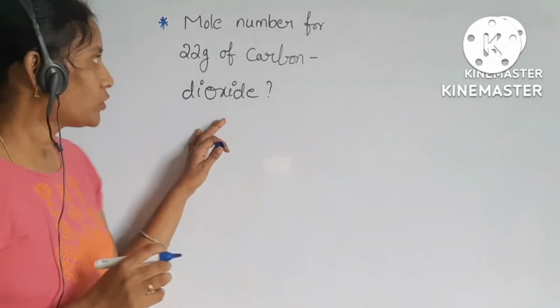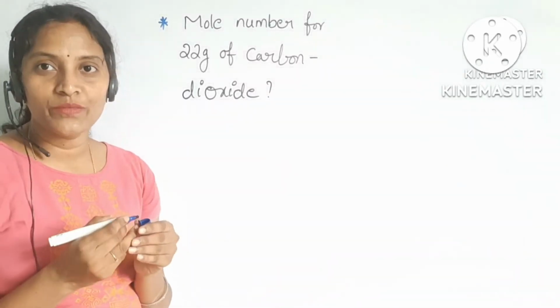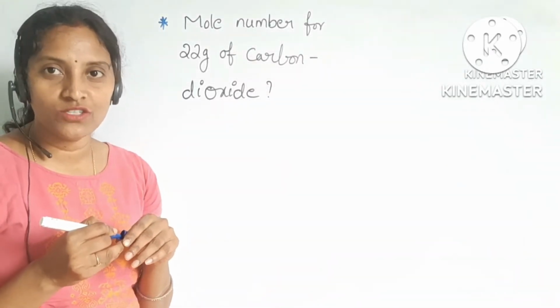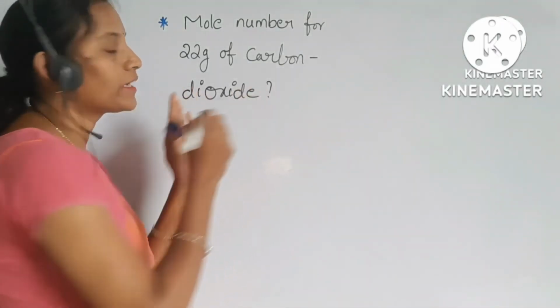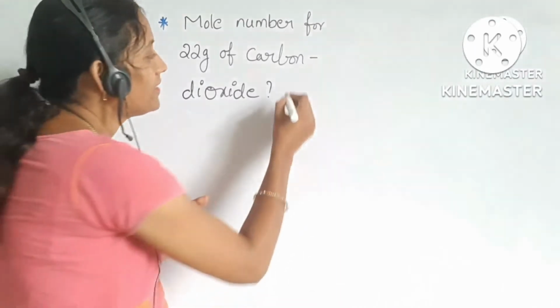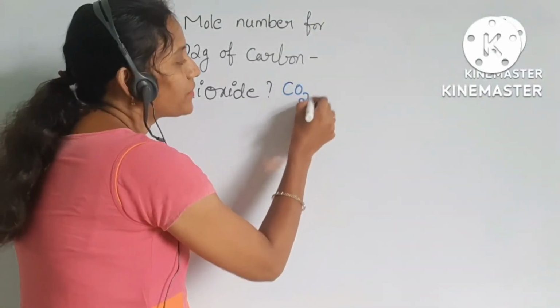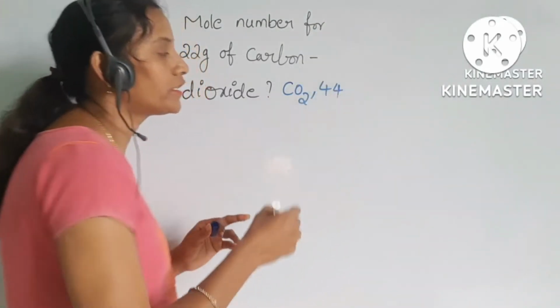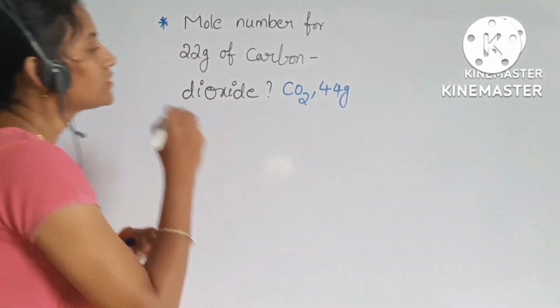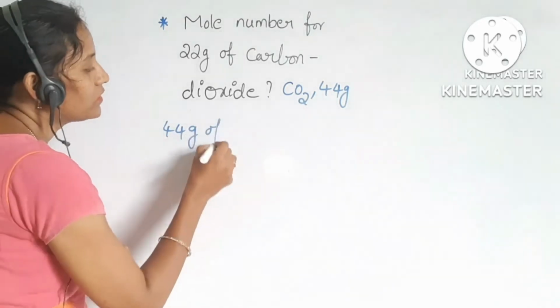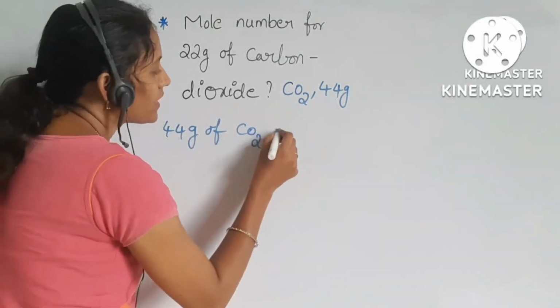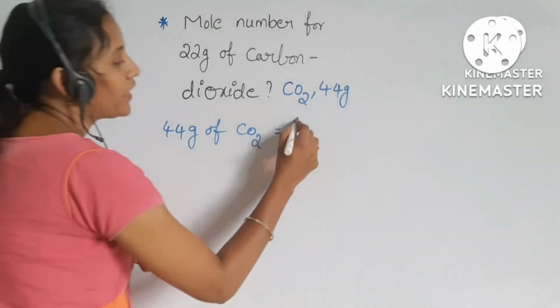Here the problem is, what is the mole number for 22 grams of carbon dioxide? The molecular formula of carbon dioxide is CO2. Its molecular mass is 44 grams. So 44 grams of carbon dioxide is equal to 1 mole.